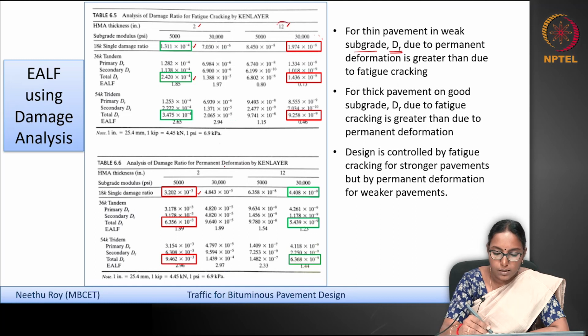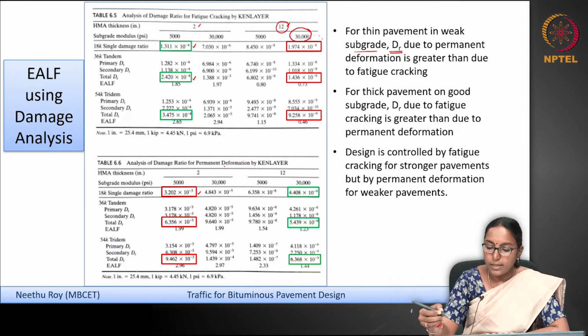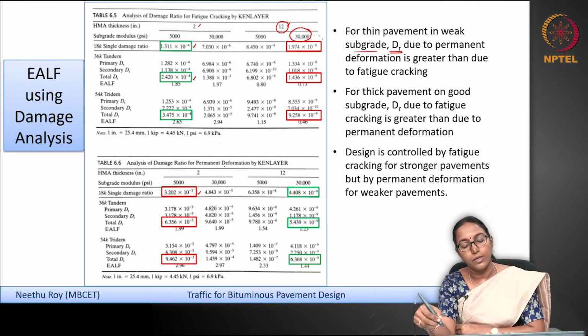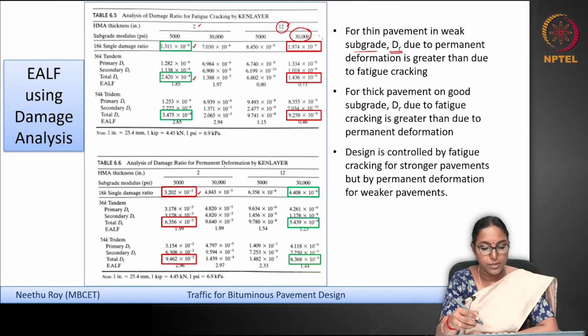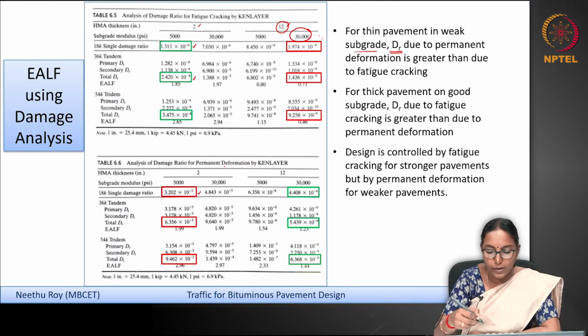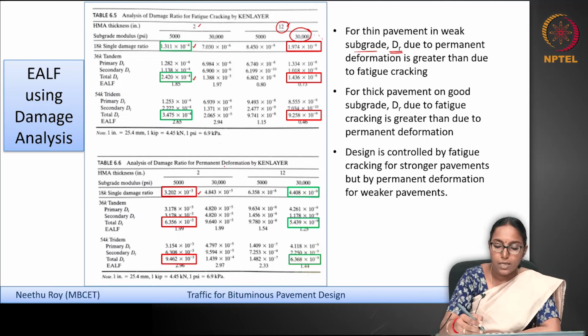Whereas in the case of a thick pavement on a good subgrade, see these values here. We can see that the damage ratios due to fatigue cracking are greater than those due to permanent deformation. This first table is for fatigue cracking and the second table is for the permanent deformation criteria. Whether it is for a single axle, a tandem axle or a TRIDEM axle, these values are higher than the values due to permanent deformation.